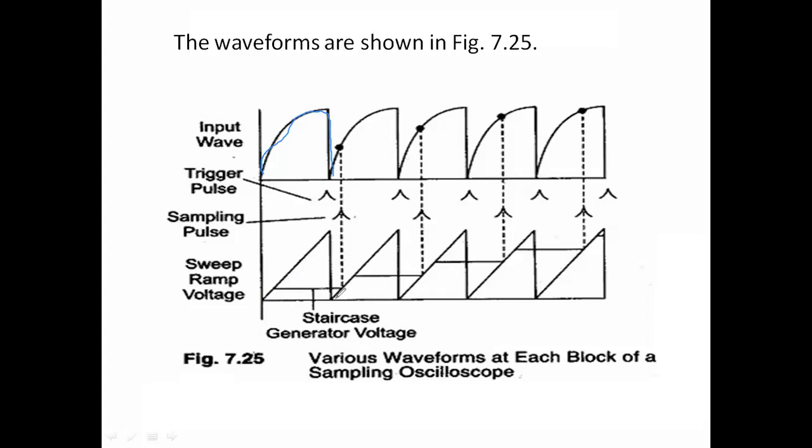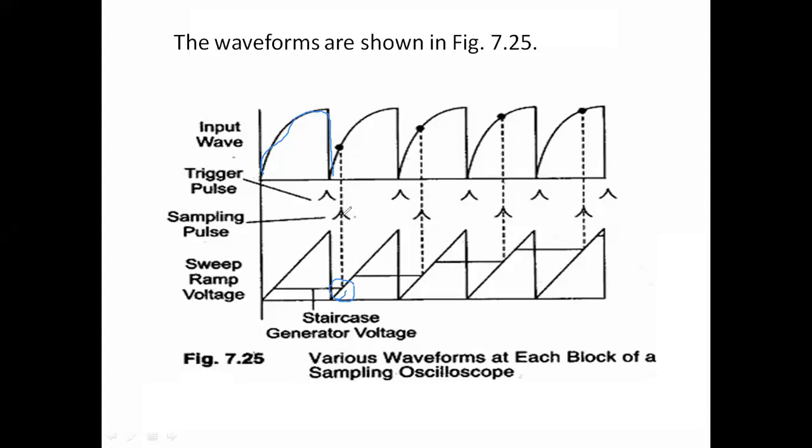When the ramp signal is increasing and reaches the value of the staircase input voltage, and these two are equal, the voltage comparator will produce a pulse, and that pulse forms the sampling pulse. This sampling pulse is produced when the ramp signal and the staircase signal are equal. At that moment, the voltage comparator produces the sampling pulse.